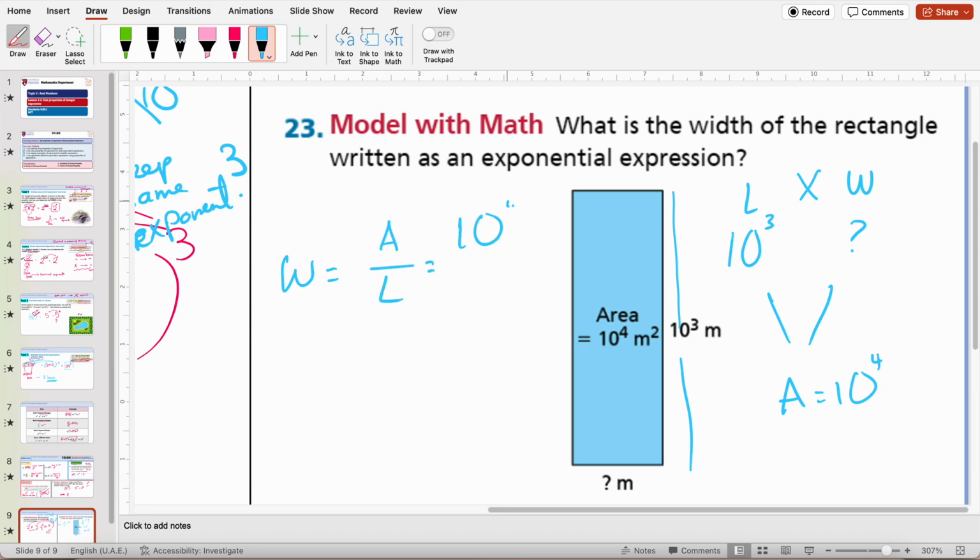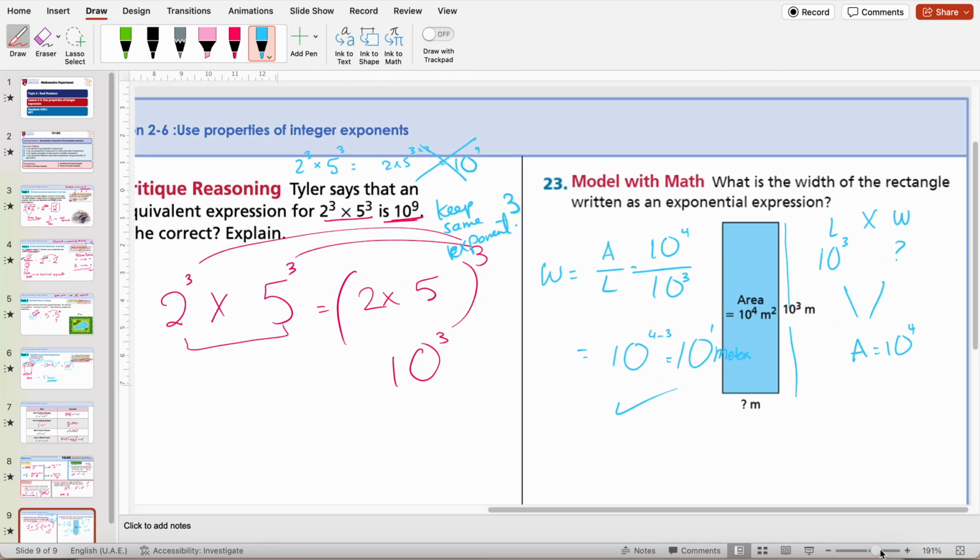So 10 to the power of 4 divided by 10 to the power of 3. Division means keep the same base and subtract exponents. Just 10 to the power of 1. Meters. That's it. Good luck.